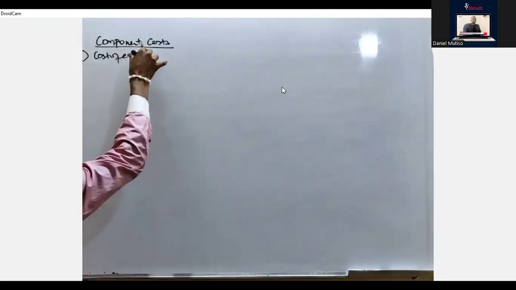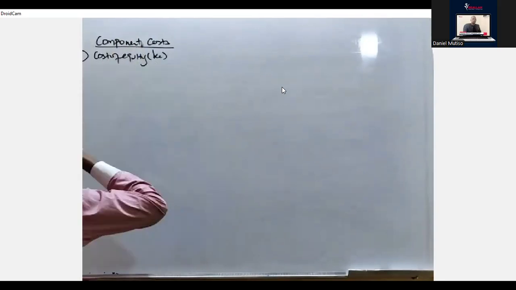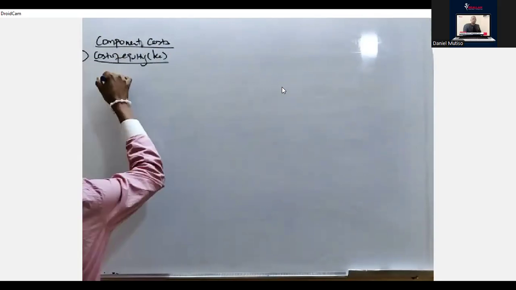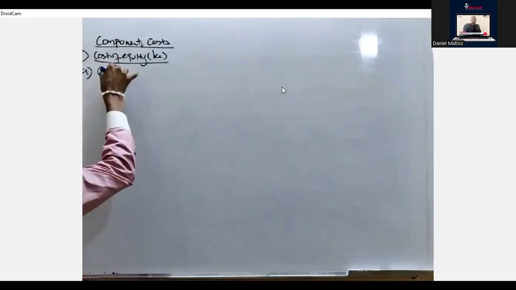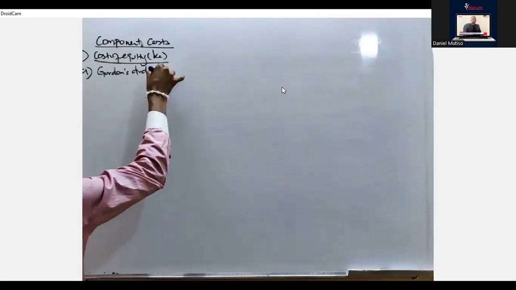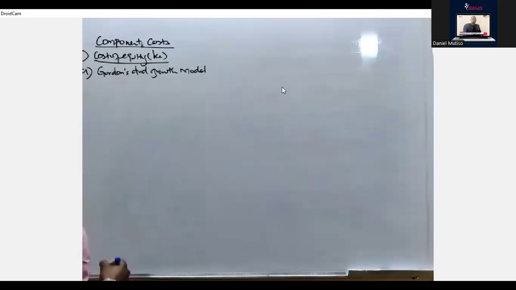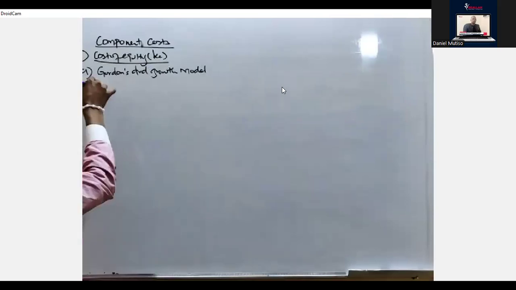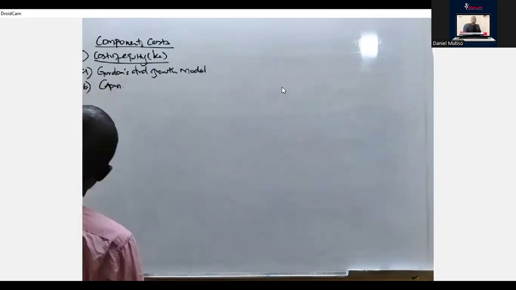We have started with the cost of equity. The cost of equity is denoted by KE. We have said we can value this by using, number one, Gordon's dividend growth model, and number two, CAPM, the capital asset pricing model.